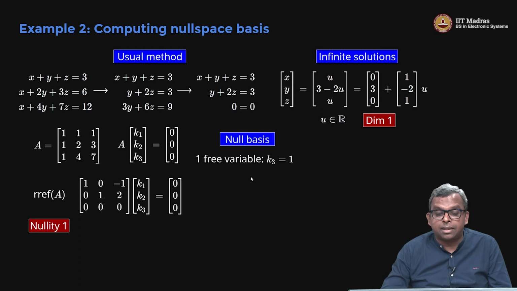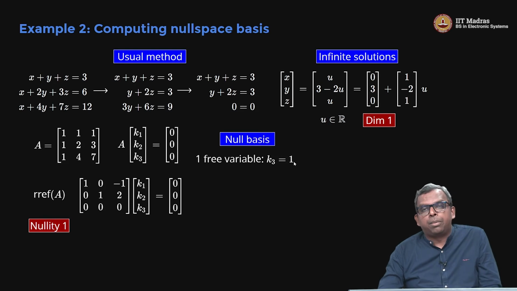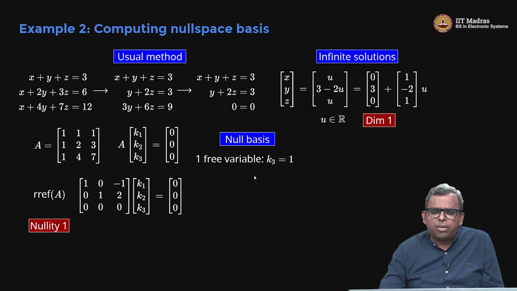So to find the null basis, there is only one free variable, and you can set that free variable to 1. Basically when there are multiple free variables you have to do multiple things here, but right now we have only one free variable. Later on we'll see some examples with multiple variables, but here you simply set k3 equal to 1. If you set k3 equal to 1, you can solve from here and find out that when k3 is 1, k2 has to be minus 2.